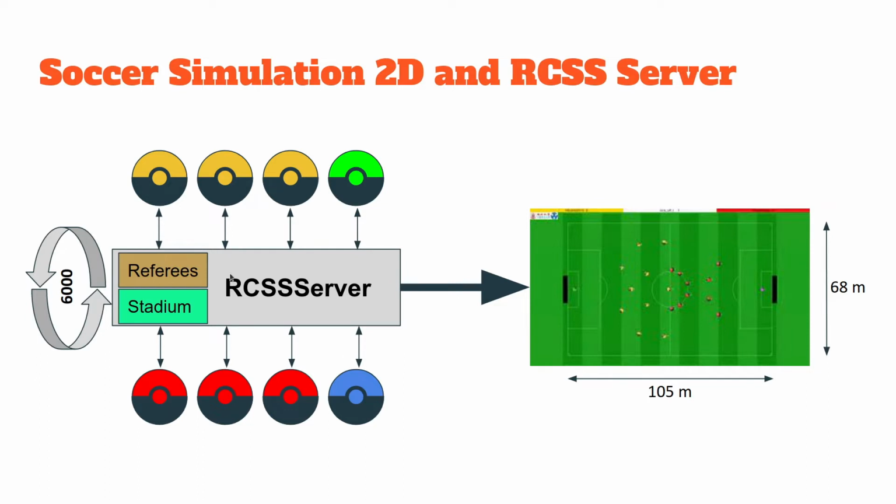Each game takes 10 minutes or 6,000 cycles. So each player can receive 6,000 observations and send commands in the 6,000 cycles.